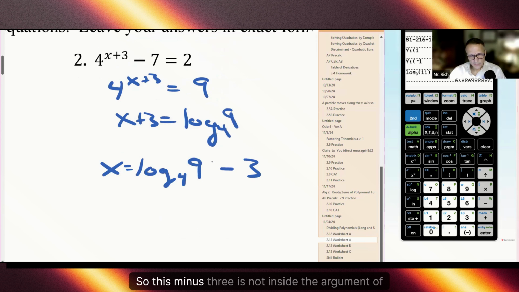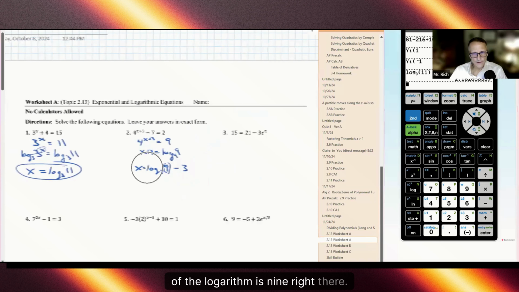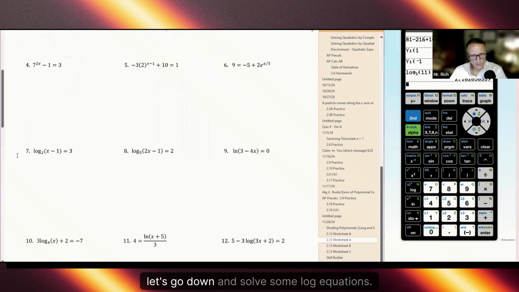This minus 3 is not inside the argument of the logarithm. Just to be sure, you can put that in parentheses to clearly indicate that the only part of the argument of the logarithm is the 9 right there. Okay, let's go down and solve some log equations.